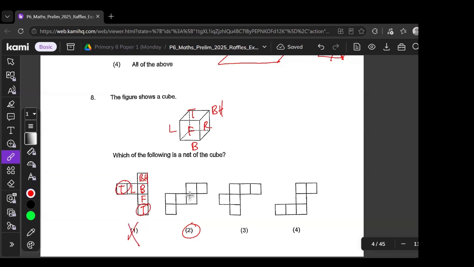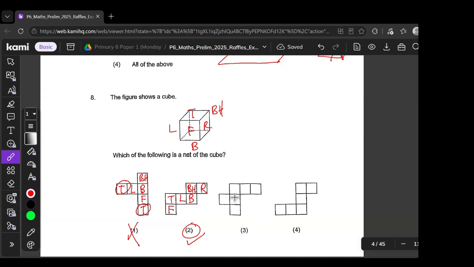Next one. Where's your bottom? The one that's the most connected. This will be the left. This will be the top. And this will be the front. You have to mentally wrap it in your head. This is the behind. And this will be the right. So all the letters are in the boxes. So number 2 is the correct one.